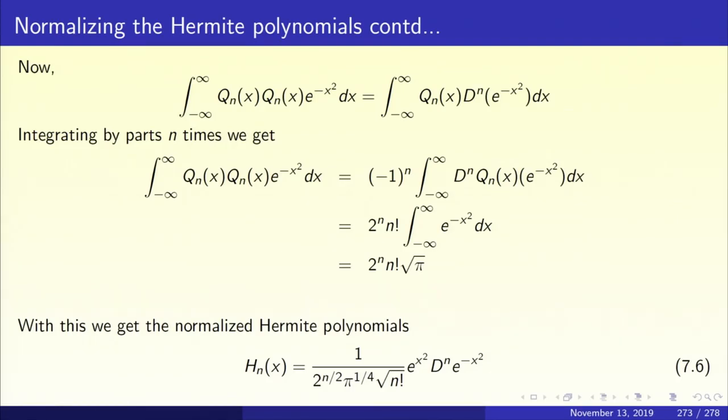So we get the normalized Hermite polynomials H_n(x) is e to the power x squared d^n of e to the power minus x squared divided by the square root of this number that we have got, the square root of 2 to the power n n factorial root pi. So it is pi to the power 1/4 in the denominator, 2 to the power n by 2 into root n factorial in the denominator, displayed as 7.6 in the slide. Okay, so that's how you normalize the Hermite polynomials.